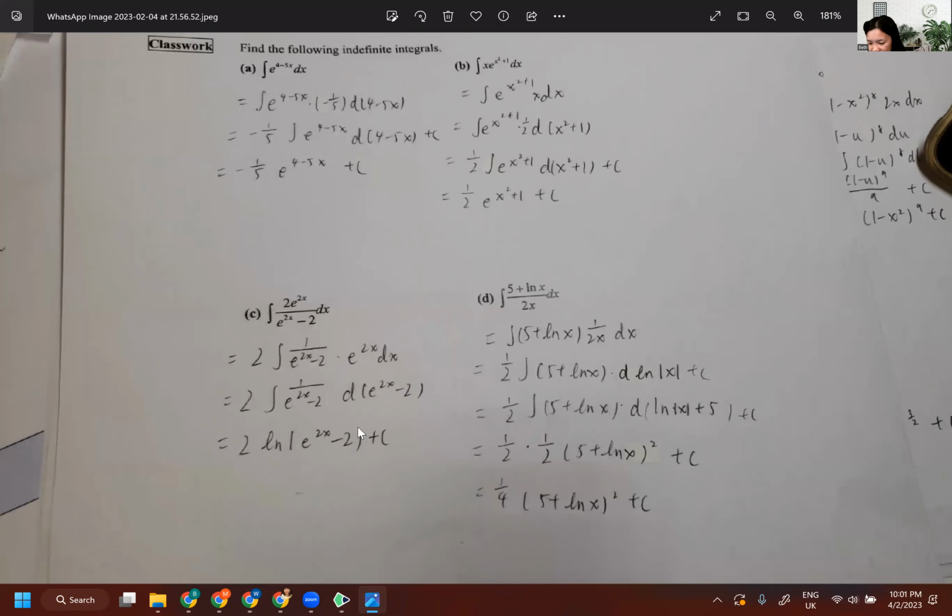Cindy, the absolute value sign. She obviously does it quickly, just in one step. But here, Cindy, you don't have to add C because the integration is not done yet. This is still an indefinite integral. In this part, still an indefinite integral. So you don't have to add C.